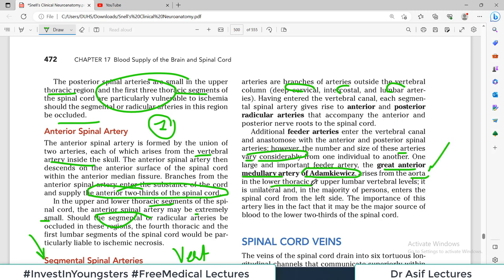In the lower thoracic region or the upper lumbar vertebral levels, it is unilateral in the majority of persons and enters the spinal cord from the left side. The importance of this artery lies in the fact that it may be the major source of blood supply to the lower two-third of the spinal cord. Itni important hai bhai ye, spinal cord ki supply directly from the aorta. To ye naam to yaad rakhna banta hai. Great anterior medullary artery of Adamkiewicz.